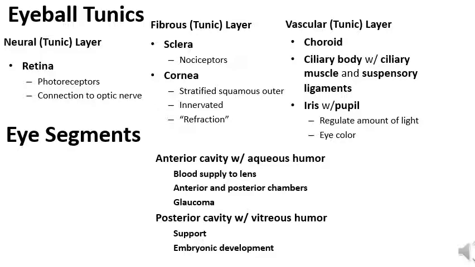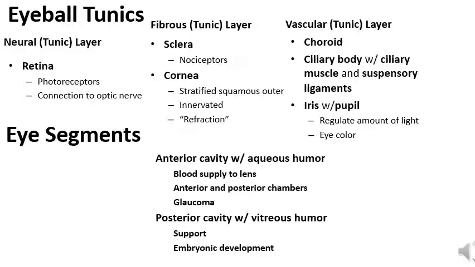We'll talk more about those in a little bit. And that's where we find a connection to the optic nerve, which is going to carry this visual information from our eye to our visual cortex. Well, the eyeball is a hollow structure too, and it's got two cavities, an anterior cavity and a posterior cavity.